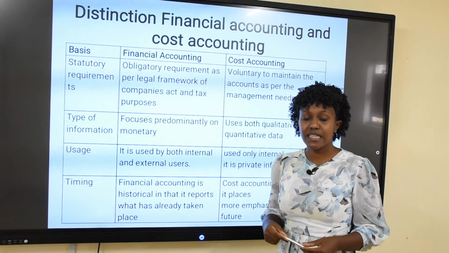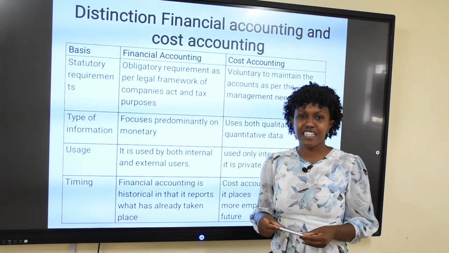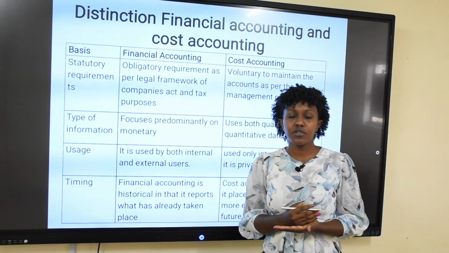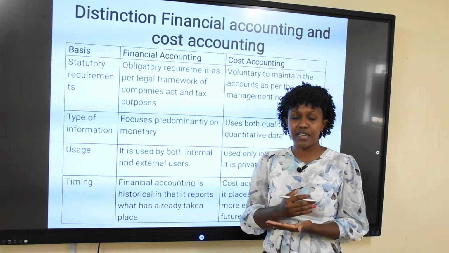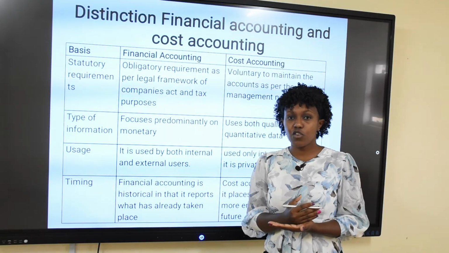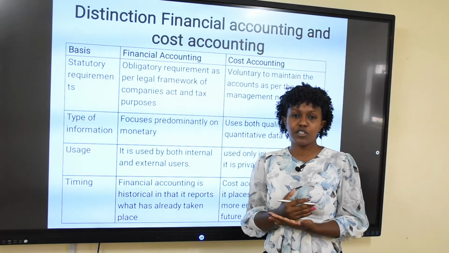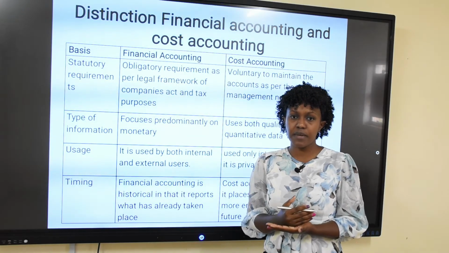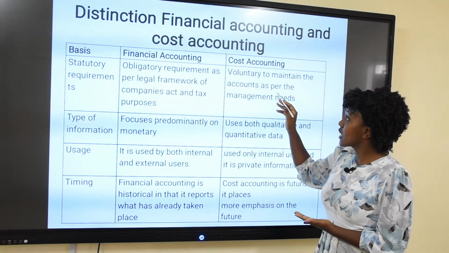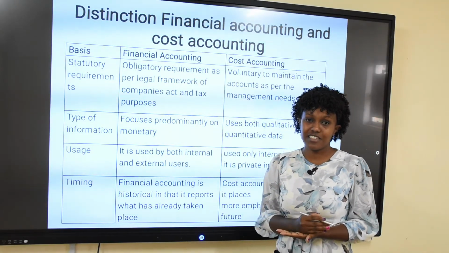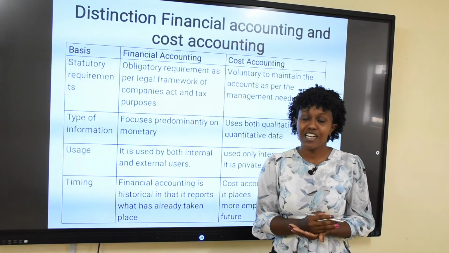Other differences may be what we call, number one, statutory requirements. Now, for financial accounts, for some organizations, especially companies that are registered and trading under the stock exchange, preparation of the financial statements is mandatory. It is a statutory requirement for those organizations. But cost accounting is voluntary. It is maintained as per the needs of management.